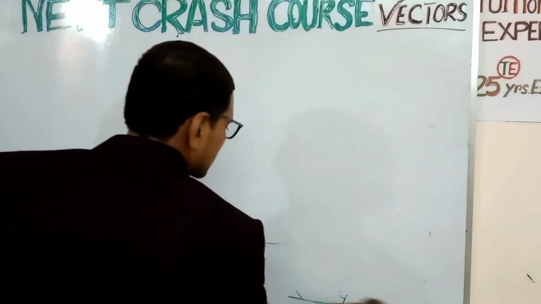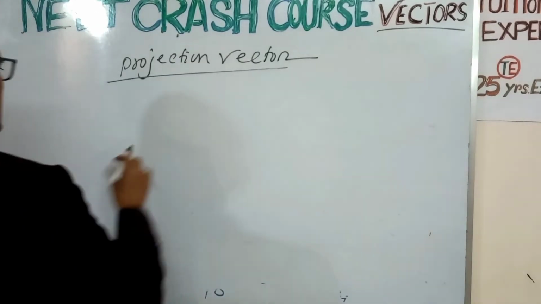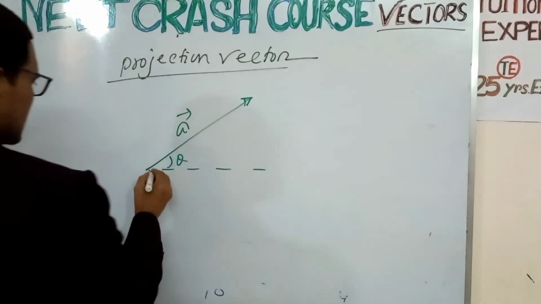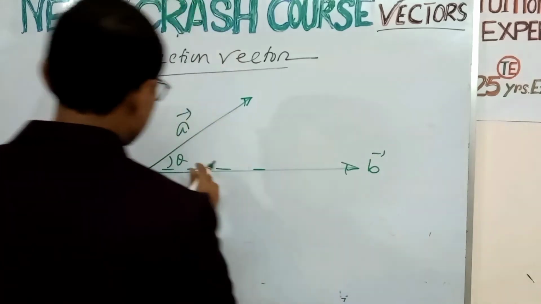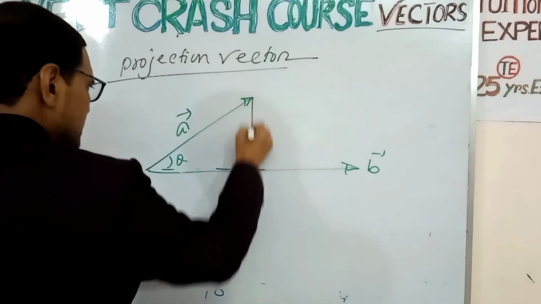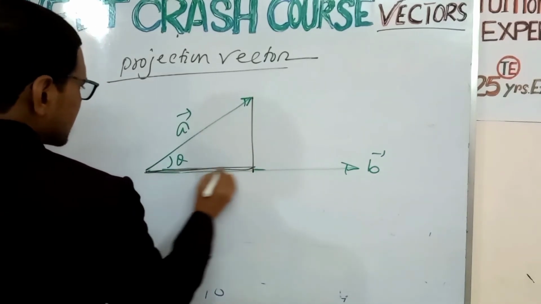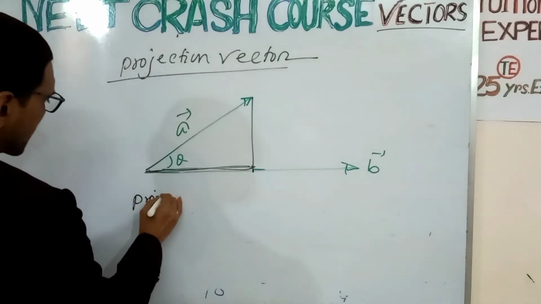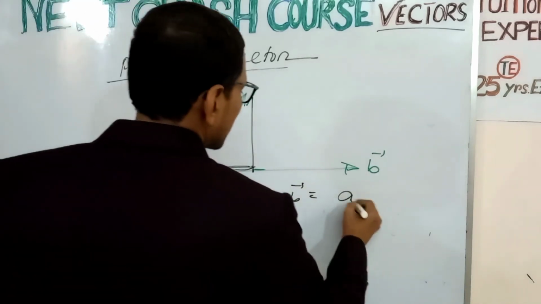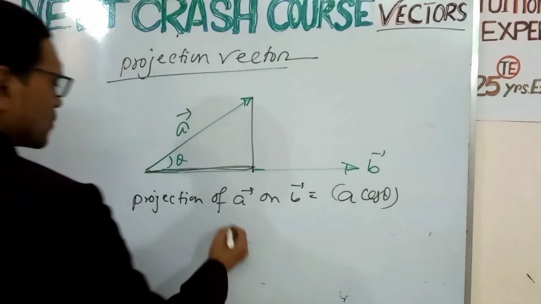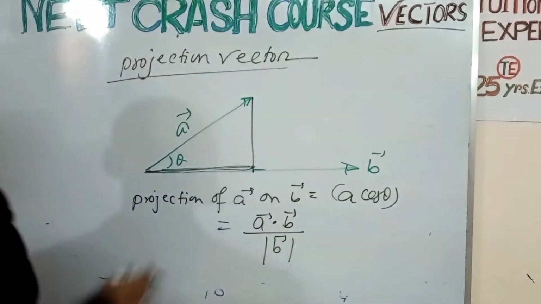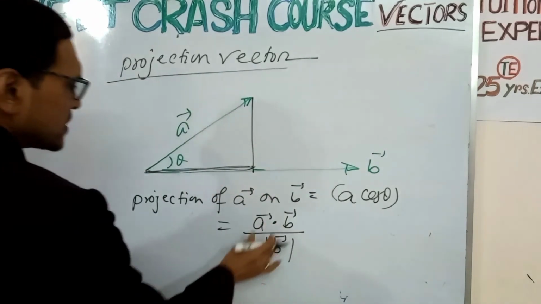Now what is the projection of any vector? Suppose two vectors are given, this is vector a and this is vector b, and the angle between them is theta. What is the projection of a on b? Projection of a on b means this length, a cos theta. And a cos theta will be a dot b by mod b. So the projection of a on b in magnitude is a dot b by mod b.